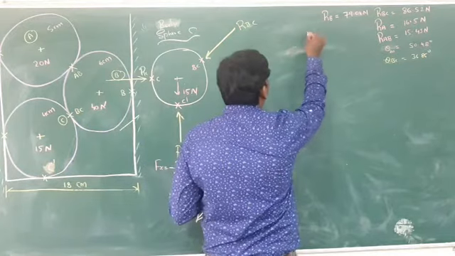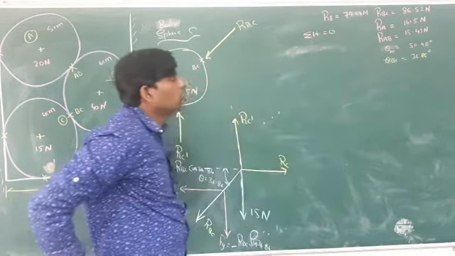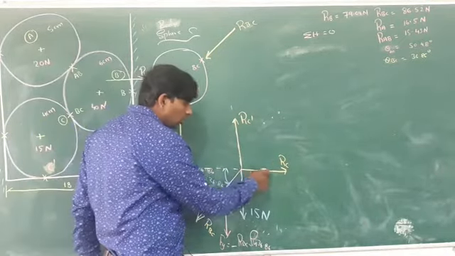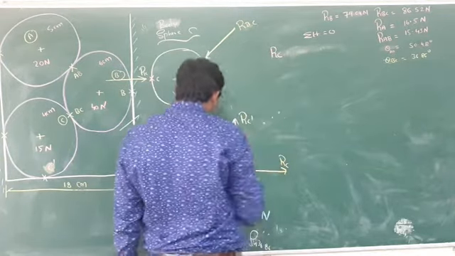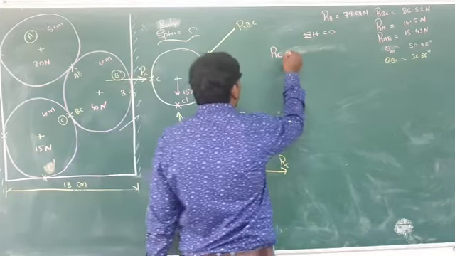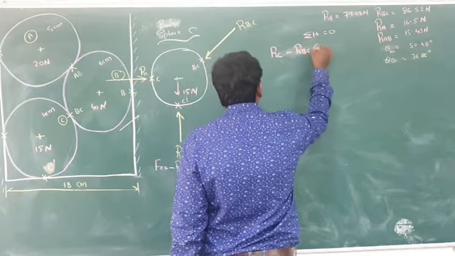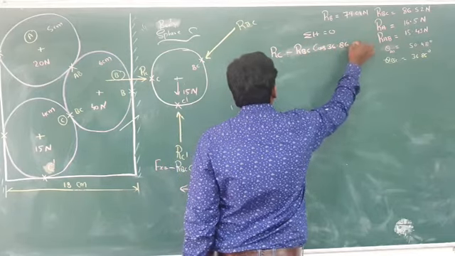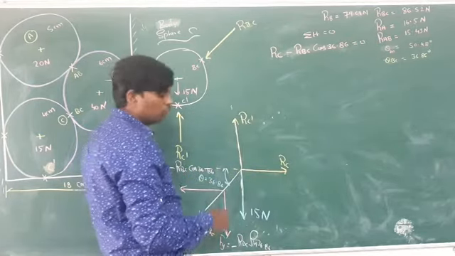Sum of horizontal forces is equal to 0. How many horizontal forces are there? The first one is RC, so write down RC here. The second one is minus RBC cos 36.86, equal to 0. Only 2 horizontal forces are there, this one and this one.